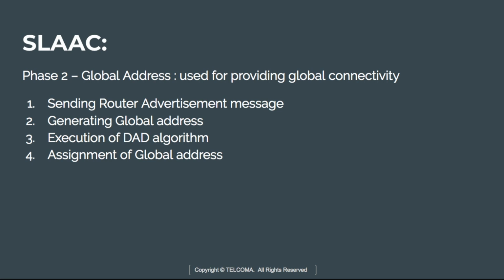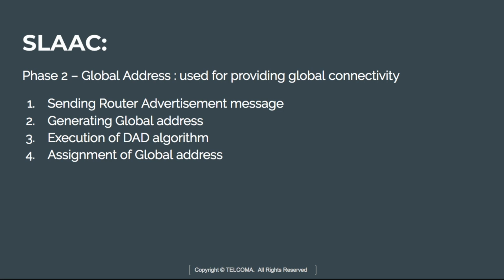After that, the next step is phase 2, that is the global address. This phase 2 process is used for providing global connectivity. There are steps. The first step is sending a router advertisement message. First of all, we have to send a router advertisement message in a network. The node sends a router solicitation message to all on-link routers to send a router advertisement. When the router is enabled to provide stateless auto configuration support, the router advertisement will contain a subnet prefix that can be used by the neighboring host.